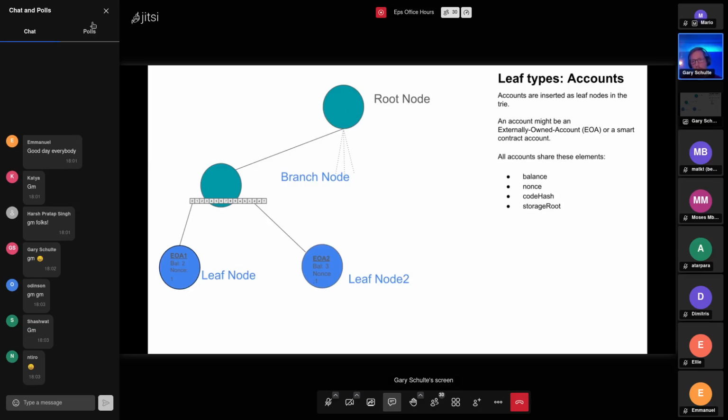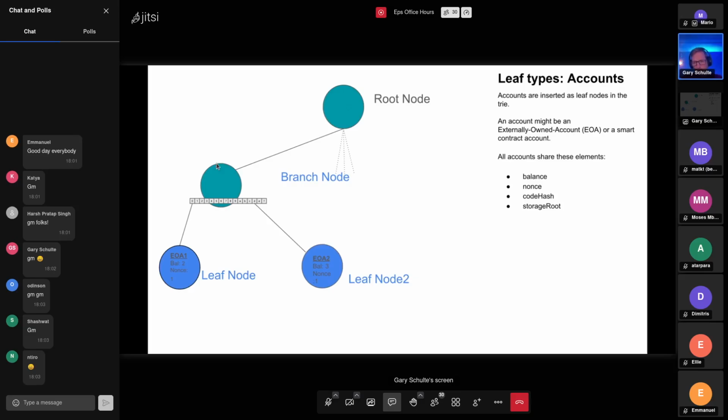The account leaf types are going to be either an externally owned account, like what you would typically use as a user to interact with Ethereum, at least historically, or a smart contract account. And regardless of whether it's an EOA or a smart contract, you're going to have the same data structure. You're going to have a balance in ETH, the nonce, a code hash, and a storage root.